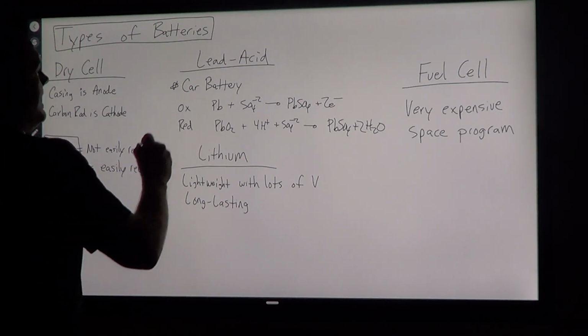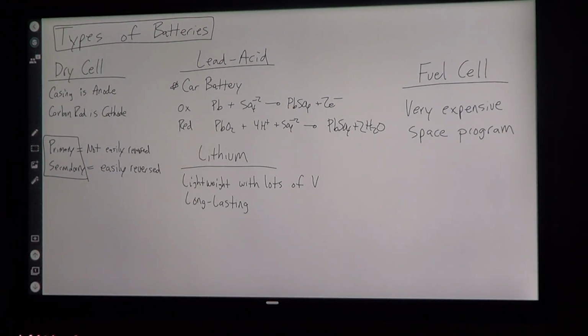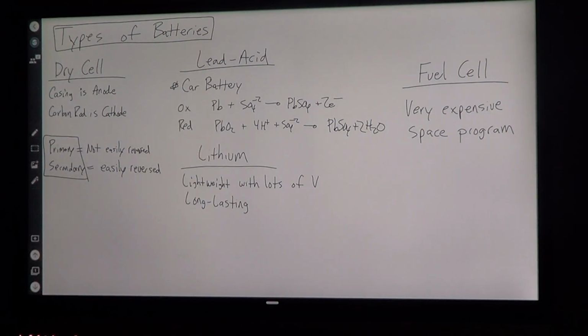Okay? The next one is a lead acid battery, which will come in handy. Most of you guys are in 10th grade. You're getting your driver's license here soon. The lead acid battery is the one we use to start your car. Okay? So I put a little star there. This is a car battery. Again, the book has drawings of it. I'm not a great artist, so I'm going to let you look at the pictures in the book.